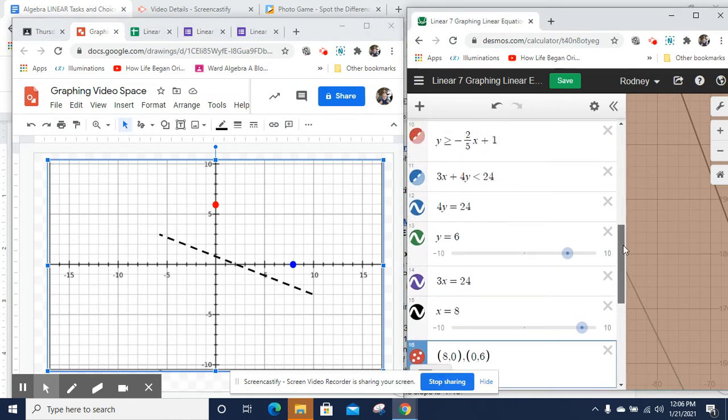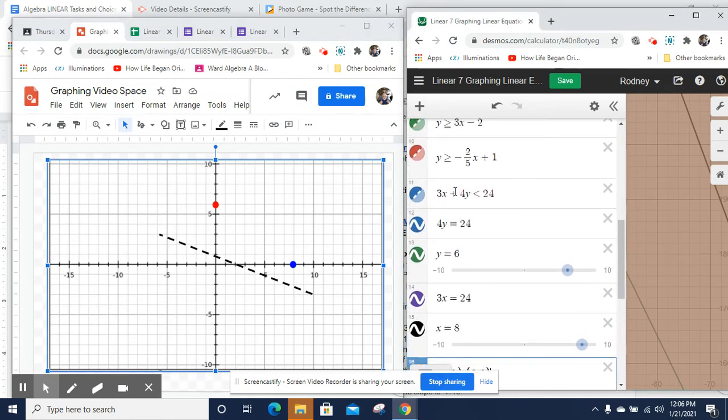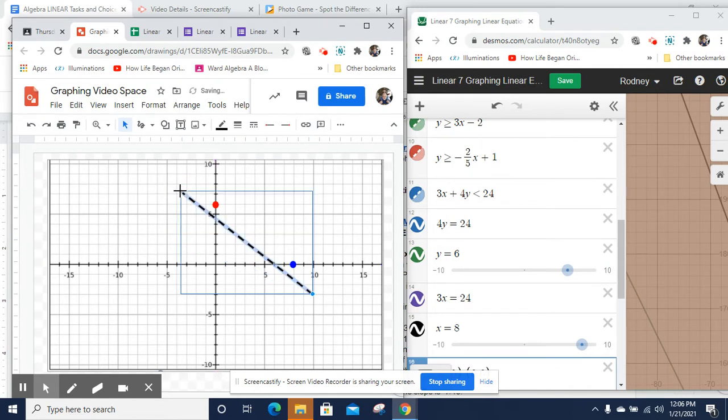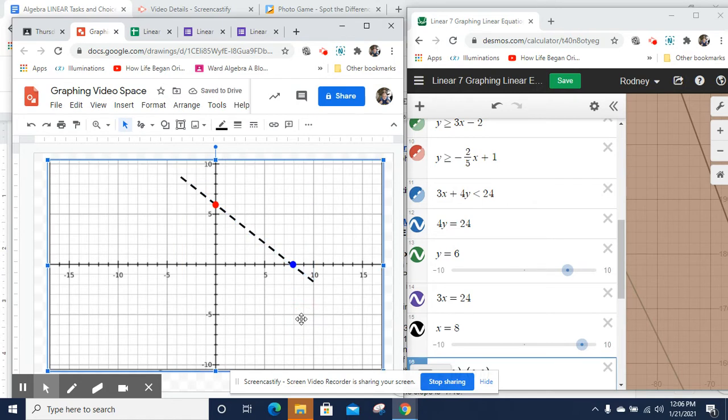Okay, let's figure out, do we need a solid line or a dashed line? Hopefully you decided it was a dashed line because it's not or equal to. The line itself is a set of points that's a boundary, but is not a set of points that is included in the inequality. There we go. There is our boundary, and now we just have to figure out which side we are going to shade.